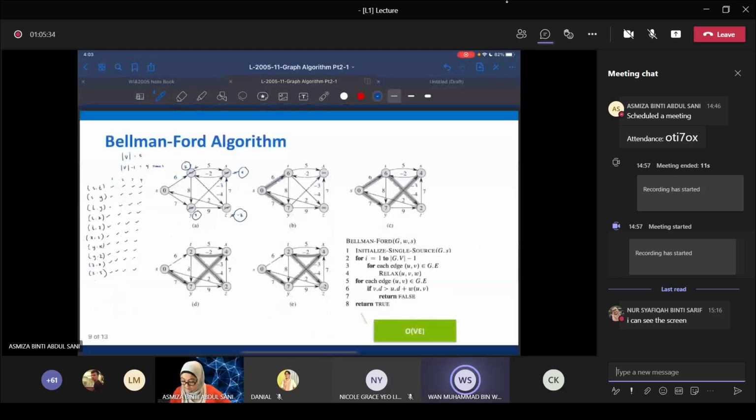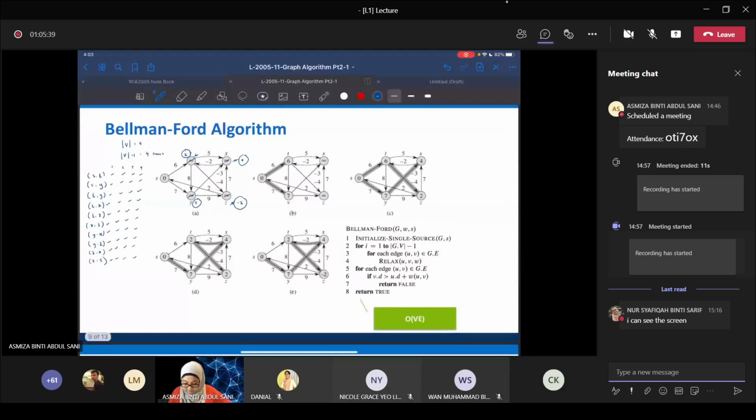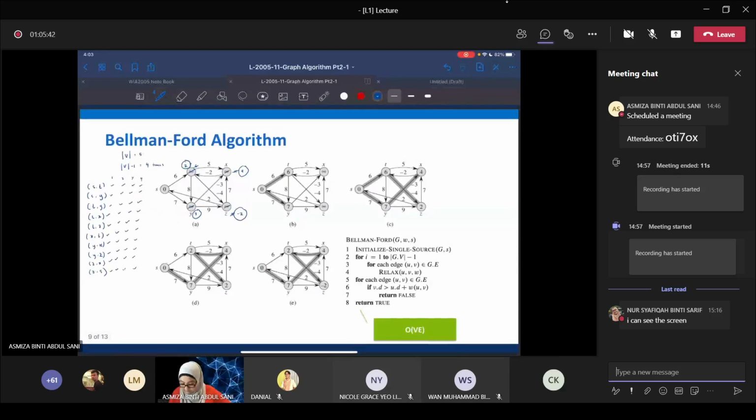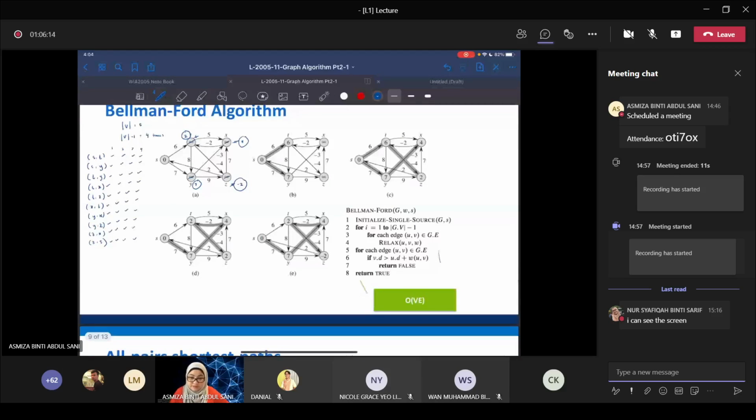So the running time complexity of this one depends on the edges. I think the running time complexity is V times E. So actually it is VE. The running time complexity is O of V times E.